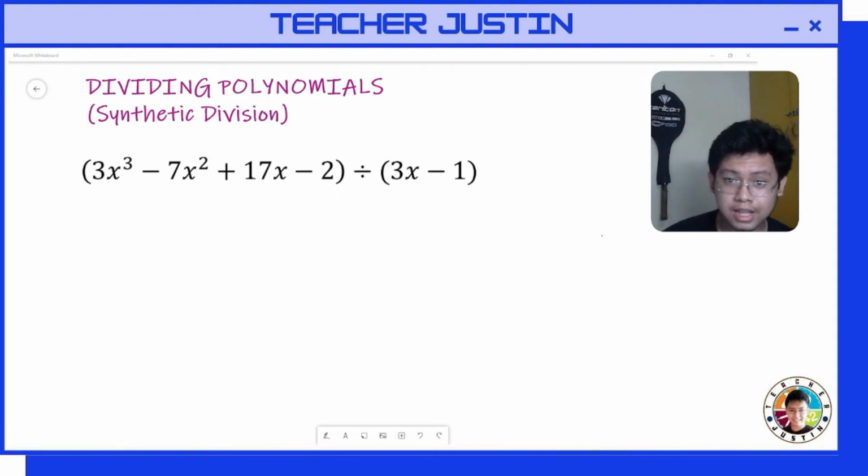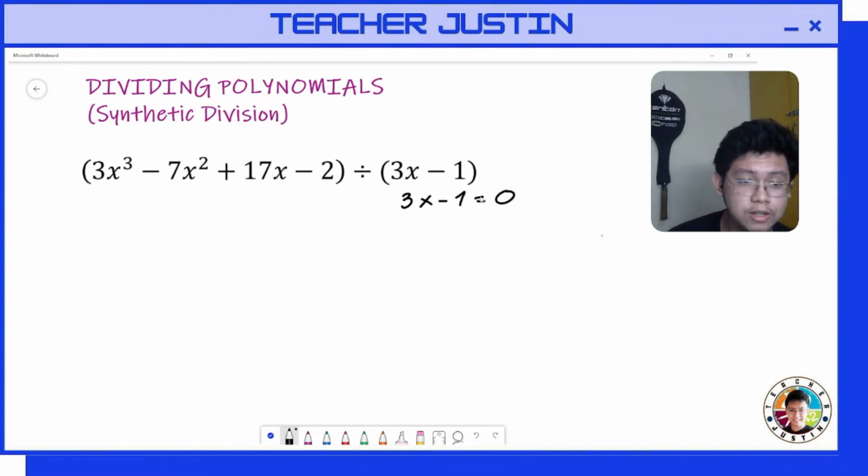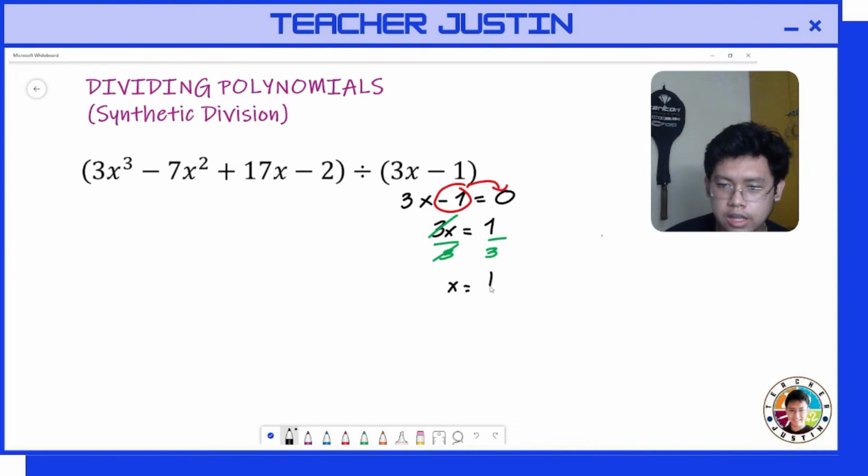In dividing polynomials using synthetic division, our first step is to equate our divisor, which in this case is 3x minus 1, to 0 and then solve for the value of x. So let's transfer negative 1 to the other side of the equation, giving us 3x is equal to positive 1. Then let's divide both sides by 3. So x is equal to 1/3, and 1/3 will serve as our divisor for this synthetic division. So we will have 1/3.